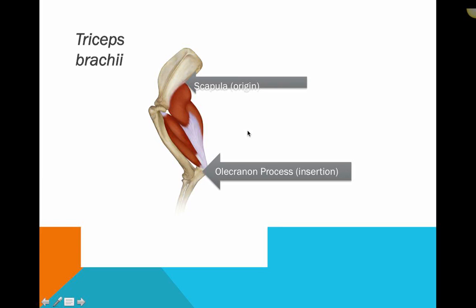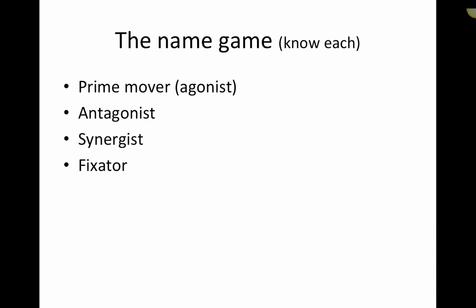Likewise, we have the origin and insertion of the triceps. Okay, so the origin is on the scapula, and the insertion is on the olecranon. So if you imagine when your triceps flex, your elbow moves, your olecranon moves. So the insertion point tends to be less stable than the origin.